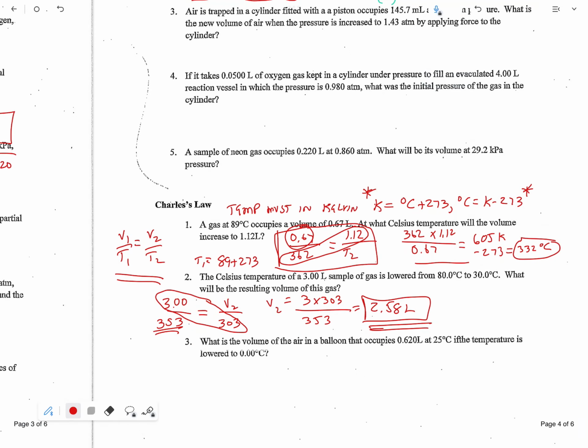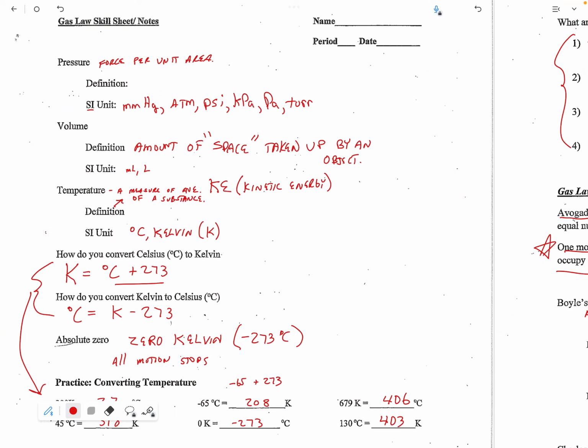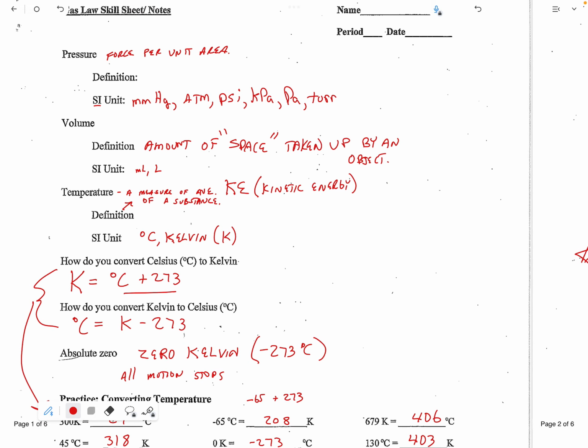Okay, everybody, here we have the gas law skill sheet notes. I'm not going to talk too much about this first page, but you can see what the definitions are. The units for pressure, though, we're talking about these right here: millimeters of mercury, atmospheres, PSI is pounds per square inch, kPa is kilopascals, pascals, and torr. We can talk about those specific units later if you need to.